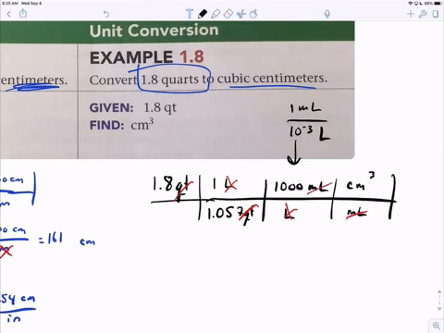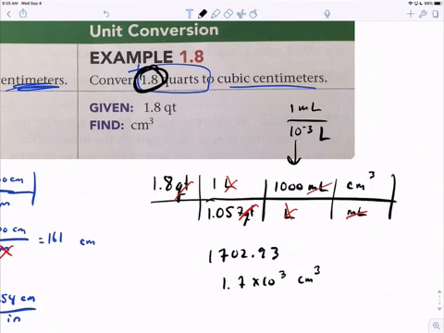So our answer here to 2 sig figs: 1,702.93. And how many sig figs do we have? We have 2 sig figs, so the 1.8 is 2 sig figs. So we put our answer in scientific notation, 1.7 times 10 to the third cubic centimeters.